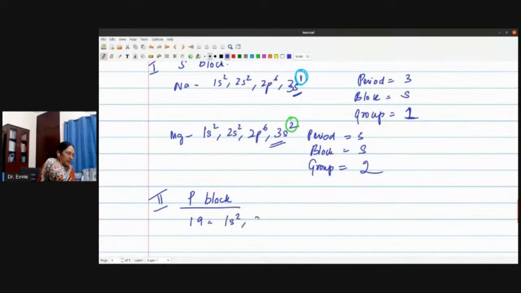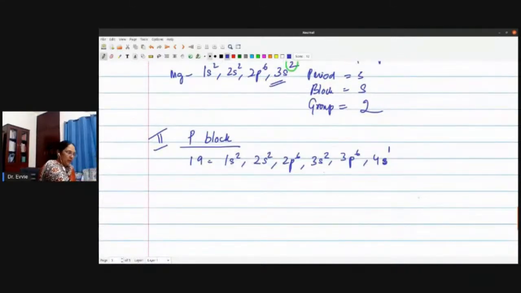1s2, 2s2, 2p6, 3s2, 3p6, 4s1, right? 2, 4, 10, 11, 12, 18, 19. Okay. So here, anyway, this doesn't belong to the P block. We know the period is 4, block is S, and group is 1, because you have 1 electron.